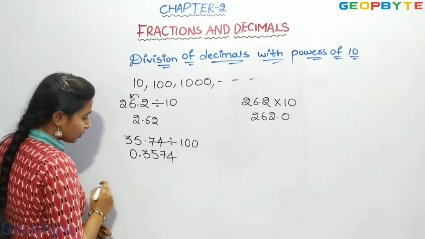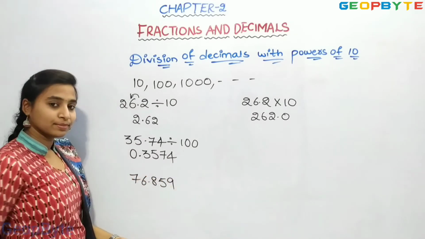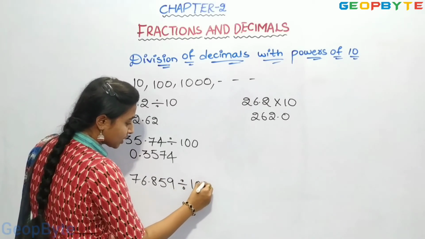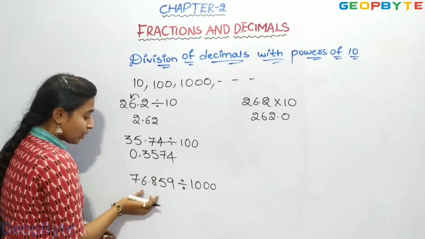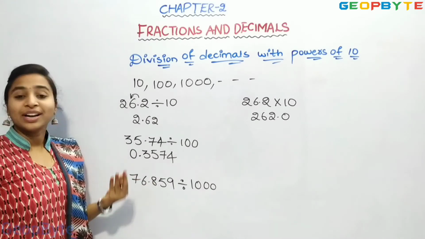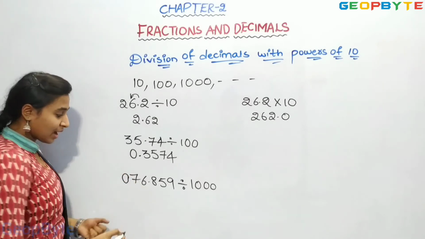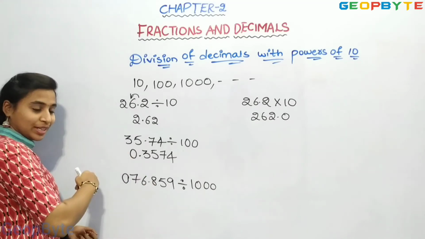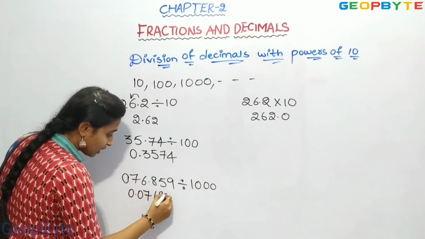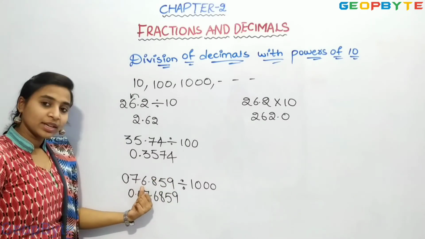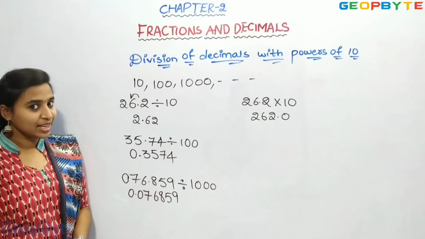Let us take one for 1000, say 76.859 divided by 1000. If you see, we have three zeros, right? Now, the point moves towards the left by three digits. We have only two digits. We assume a zero is there in front and the point moves three digits towards the left, that is 0.076859. It moved three digits before, and we have put a point here before, we have a zero, right?